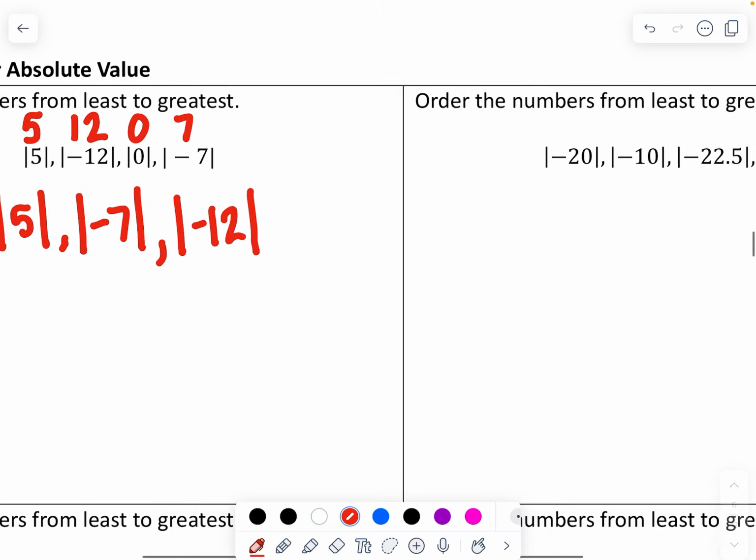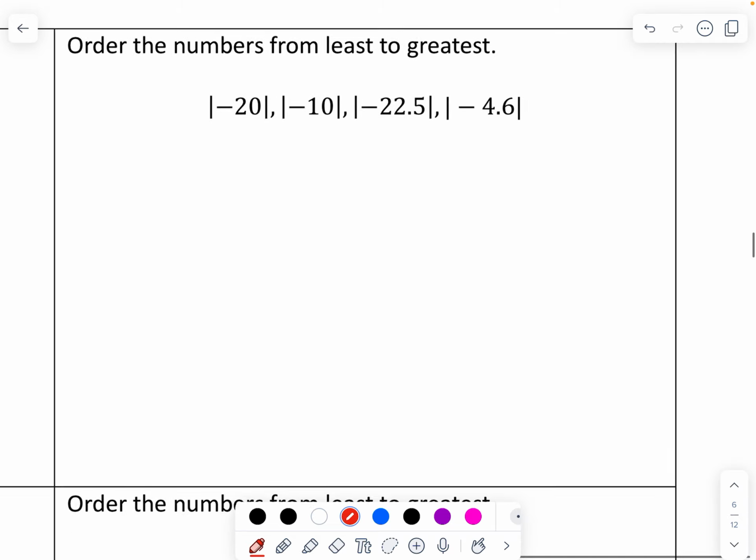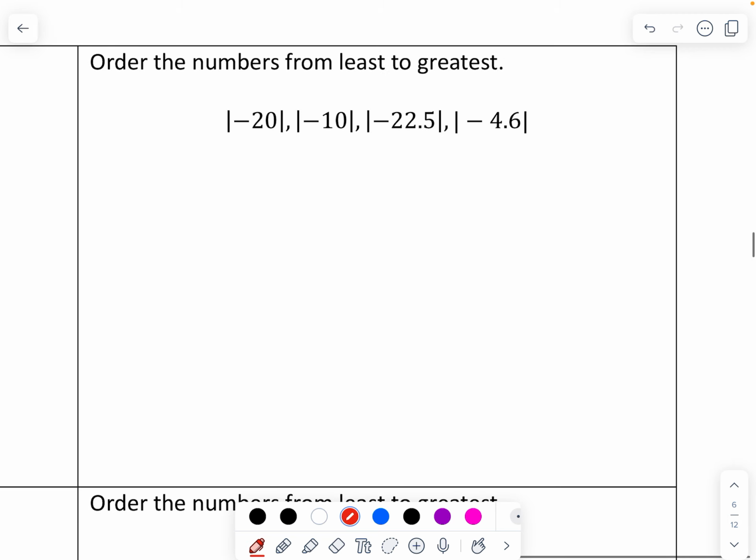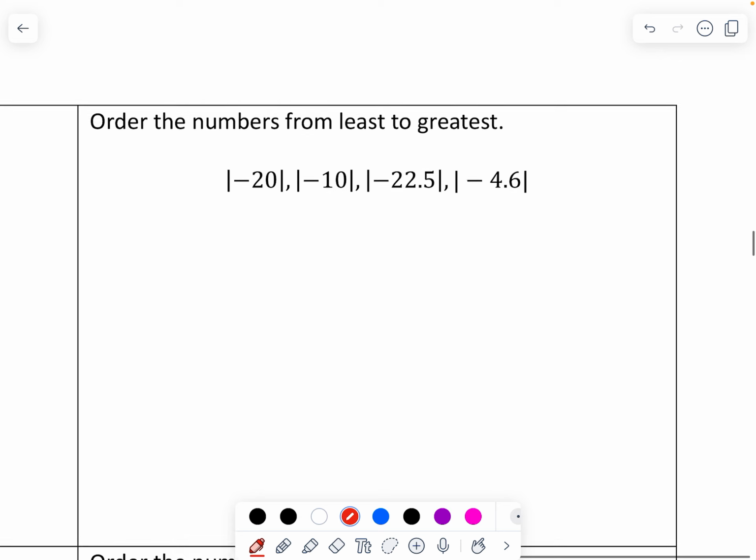All right, on this next one, we have the absolute value of -20, the absolute value of -10, the absolute value of -22 and 5/10, and the absolute value of -4 and 6/10. So the first thing I'm going to do, since I have to find the absolute value of all of them, is write that out. So the absolute value of -20 is +20. Absolute value of -10 is 10. Absolute value of -22 and 5/10 is +22 and 5/10. Then the absolute value of -4 and 6/10 is positive 4 6/10.